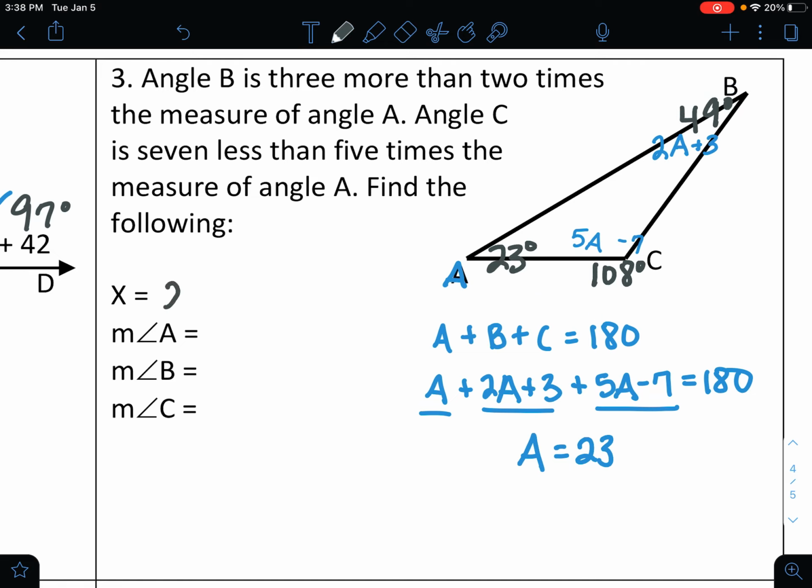All right, so x was 23. The measure of angle A was 23 degrees. B was 49 degrees, and C was 108 degrees. Okay, so that is that. Number 4.